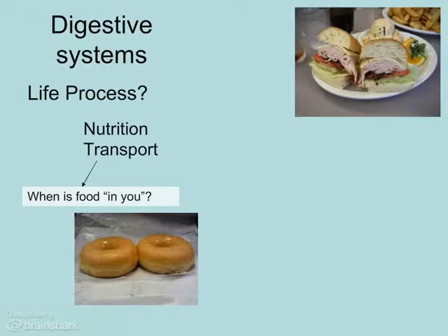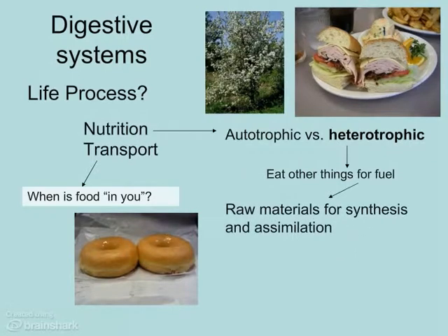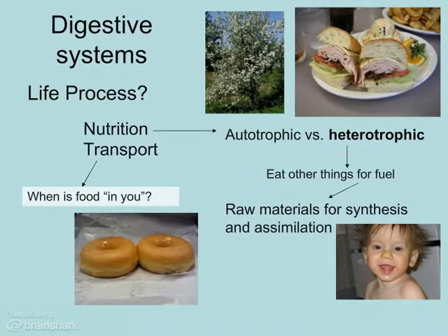Speaking of nutrition, we should think back to the beginning of the year. We talked about nutrition as far as autotrophs versus heterotrophs. Autotrophs are things like trees, plants, things that can manufacture their own fuel molecules, glucose, from the sun's energy and inorganic molecules. We, of course, are heterotrophs who have to steal our organic molecules from other things, usually by eating them and using them for fuel, fuel for respiration. We also are going to eat other things so that we have raw materials for synthesis and assimilation so that we can grow and repair.